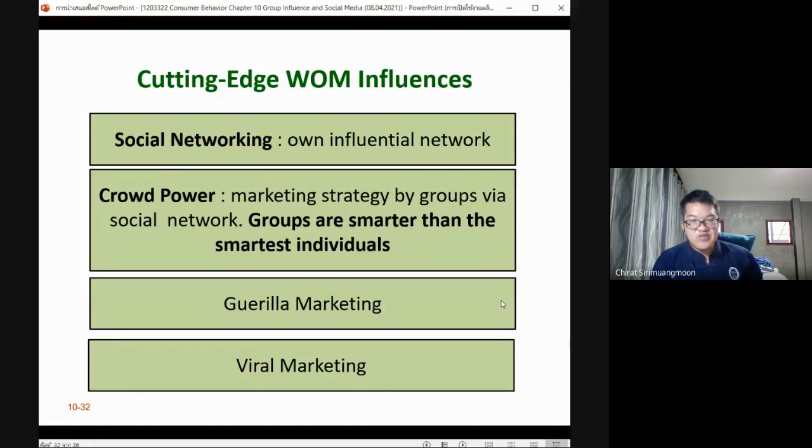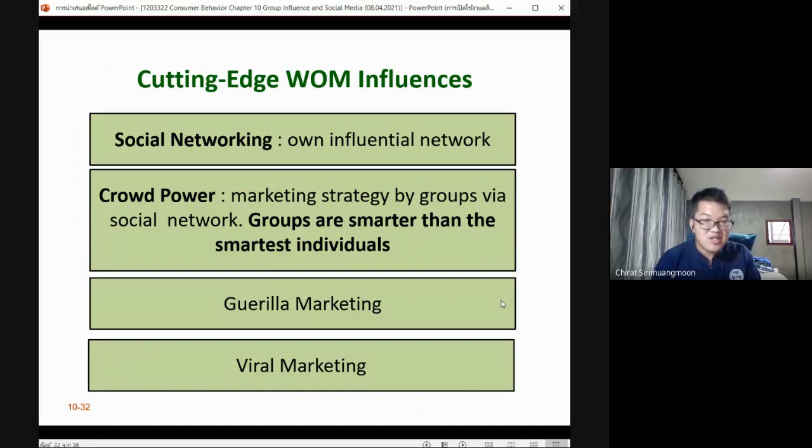Then the cutting edge of word of mouth influence. I did not go through the first two details because you know what is happening right now: social network. You have your own influential network. You can have Facebook, Instagram, TikTok, or whatever. This is the new age of word of mouth, where you can send information from one person to another person. Crowd power. This is a marketing strategy by group via social media. The first two things are about social media, but from different perspectives.